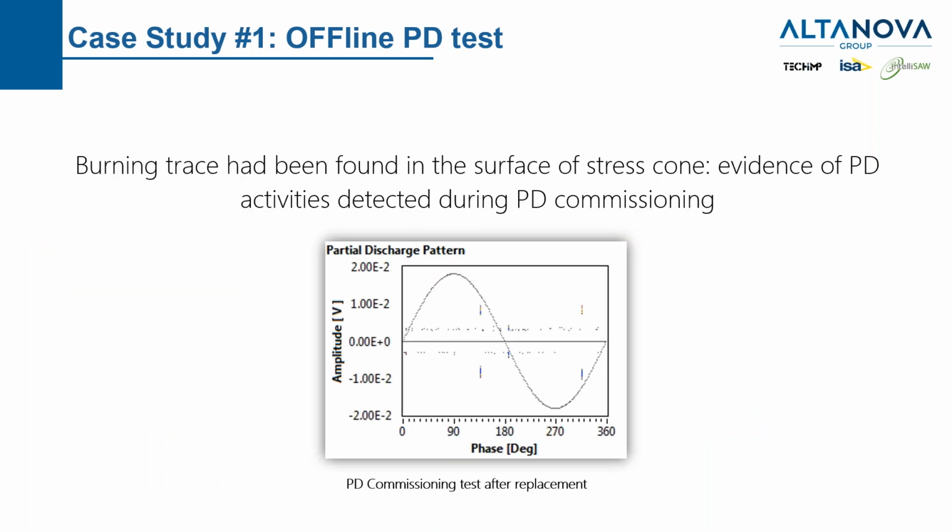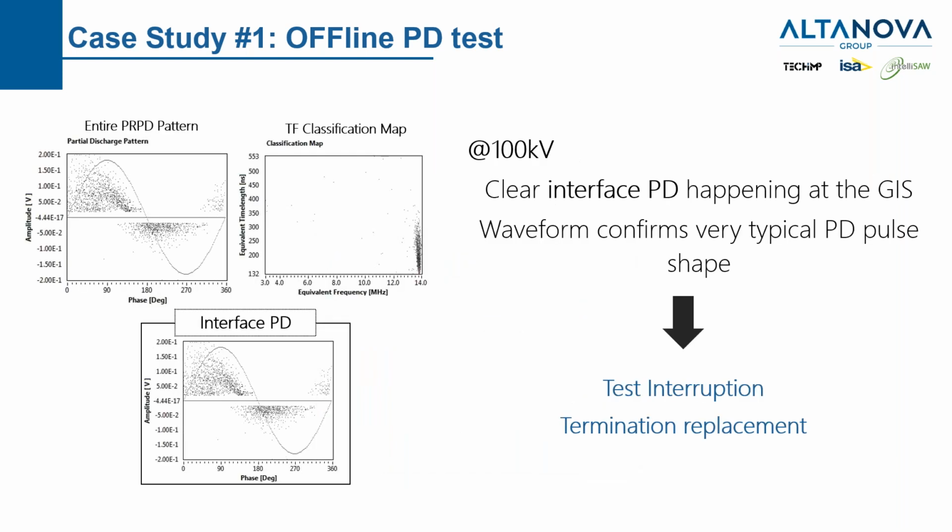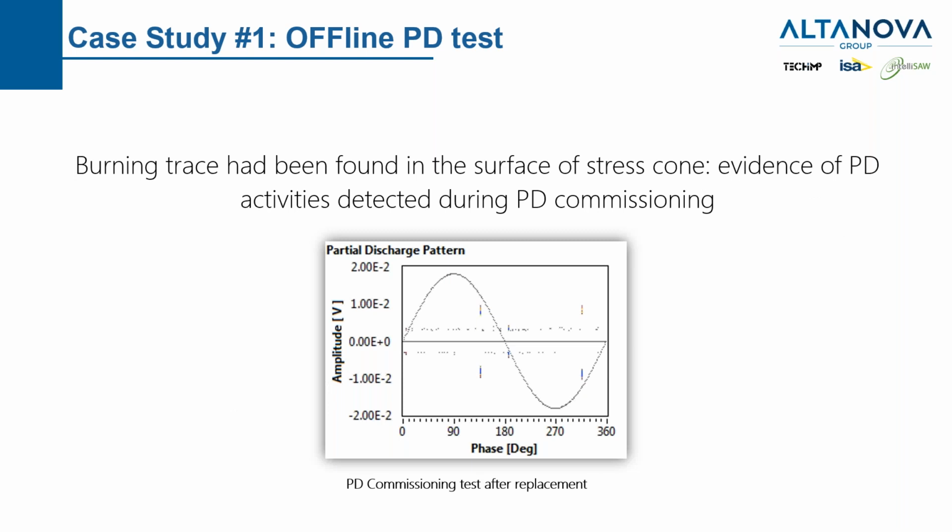It was possible to prevent the termination fault. The crew changed the stress cone of the termination, and we found some burning traces, some evidence of partial discharge on the stress cone. Once the termination was put in place again with the new stress cone, the measurement was very clear. If you compare this pattern with the previous pattern, you can see a very strong difference between these two.